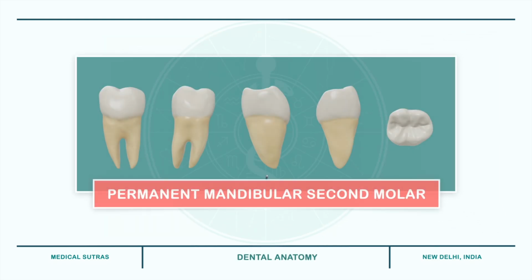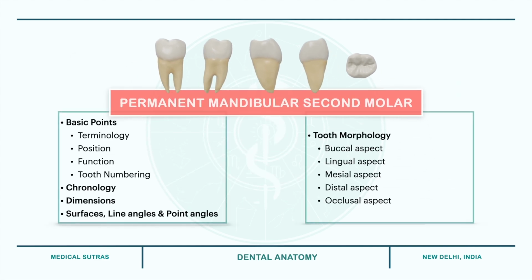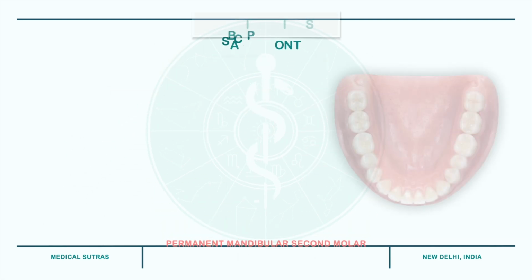We will start with some basic points like the terminology, position, function and tooth numbering, followed by the chronology, dimensions, surfaces, line angles and point angles. Then we will look into the detailed morphology of the tooth from different aspects. So starting with the basic points.